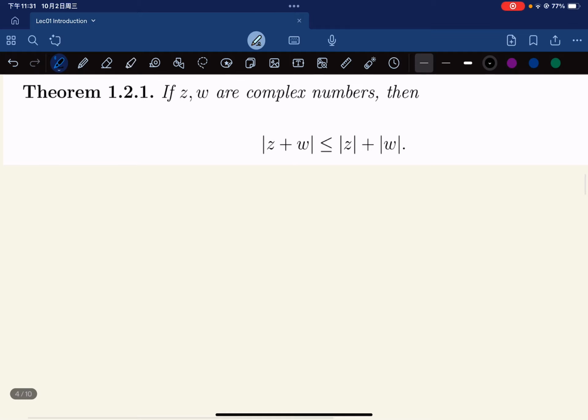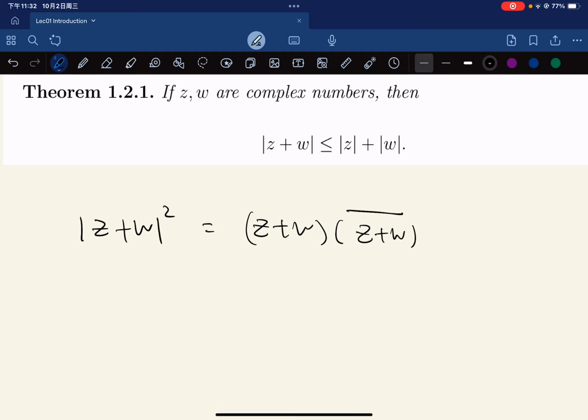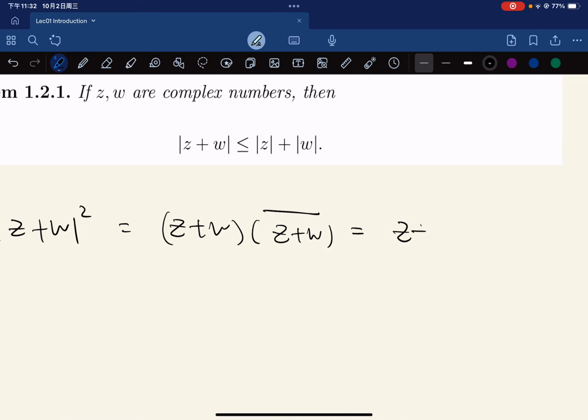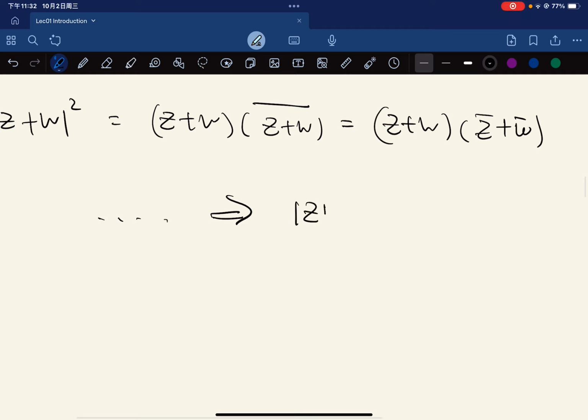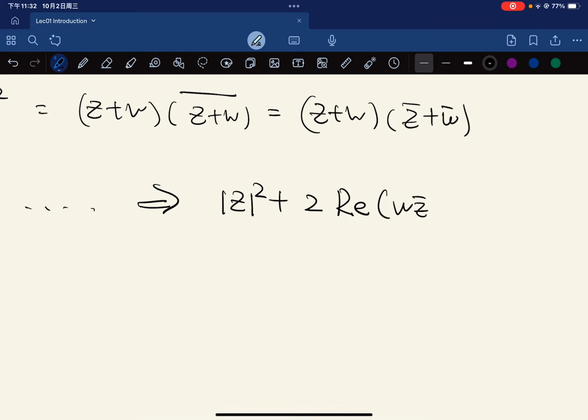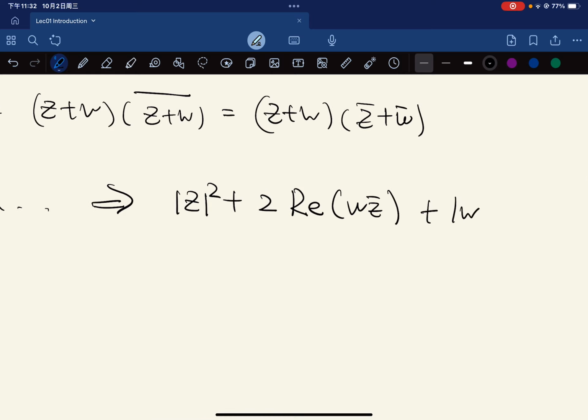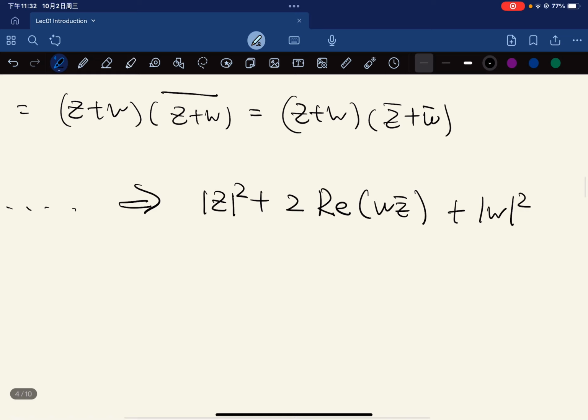Because the absolute value itself is hard to work with, let's just work with the squares, right? So this will be z plus w times the conjugate of z plus w. So this will be z plus w times z bar plus w bar. And you do the algebra, it will give you absolute value of z squared plus 2 Re, okay, the real part, of w z bar, plus absolute value of w squared, right?